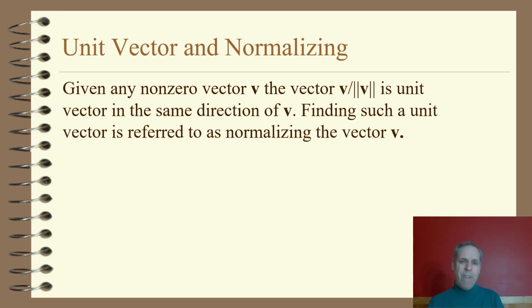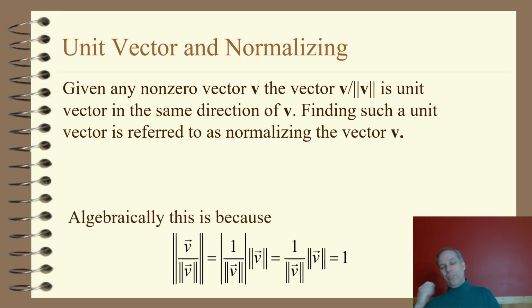The process of finding this unit vector is called normalizing the vector. So we can ask the question 2 ways. Give me a unit vector in the direction of v. Or you could just say normalize the vector v. They're the same thing.